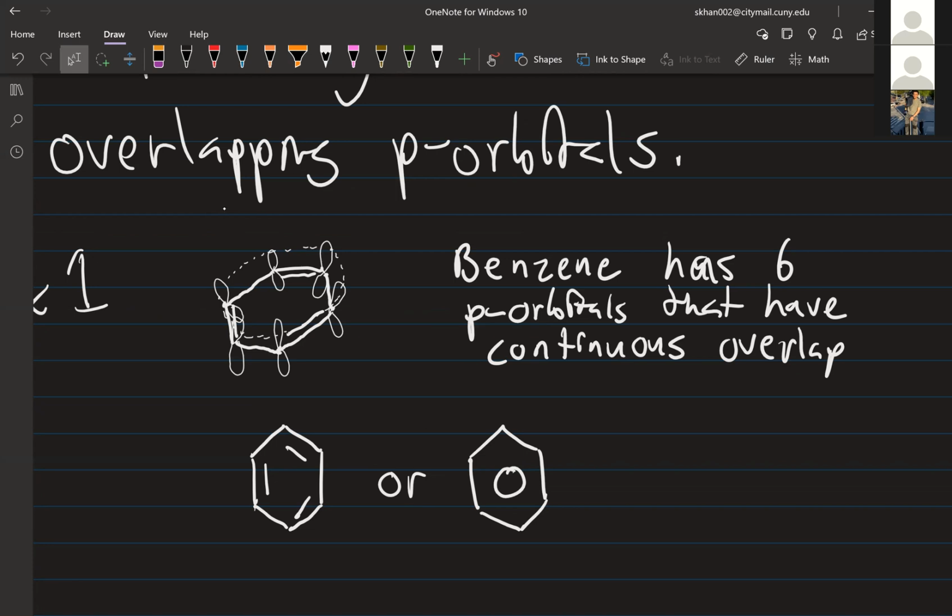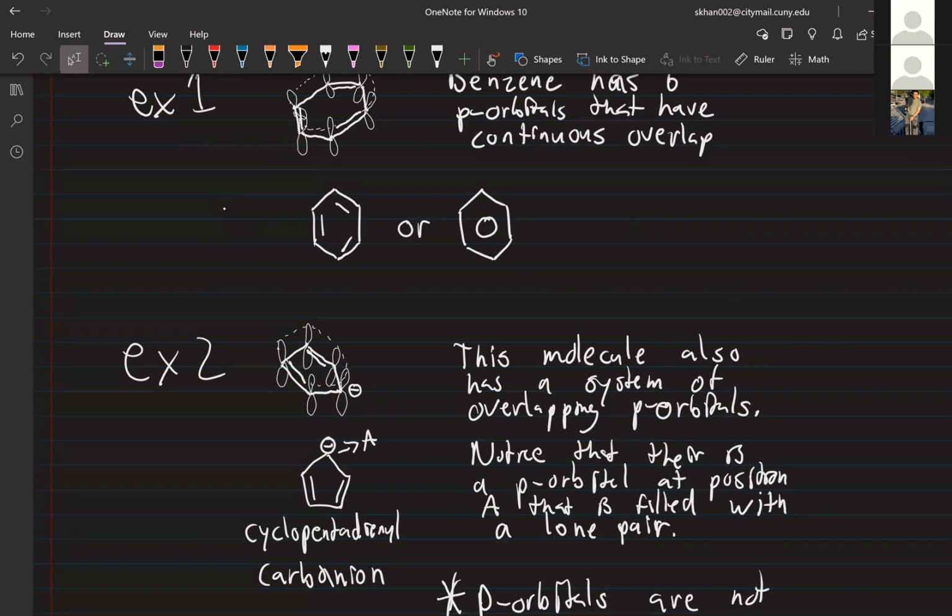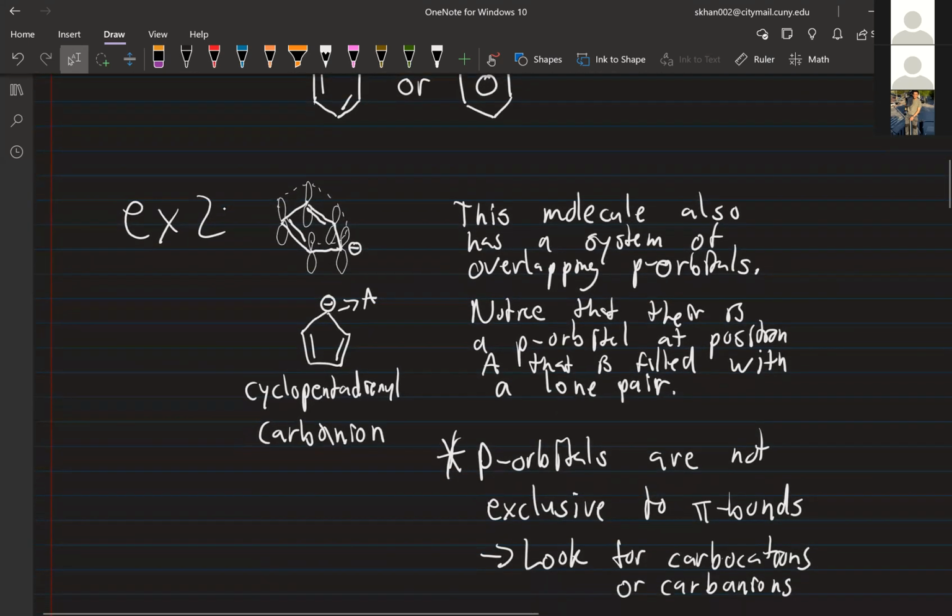Essentially, you'll see electrons buzzing all the way around through this ring. Benzene has interesting properties because it creates one portion of the molecule that has electron density stirring through it, and the other doesn't. It has all sorts of, I think it's called diamagnetism or something like that. But anyways, example 2 here, cyclopentadienyl carbanion, right? It's the same thing. It has a system of overlapping p orbitals, right?